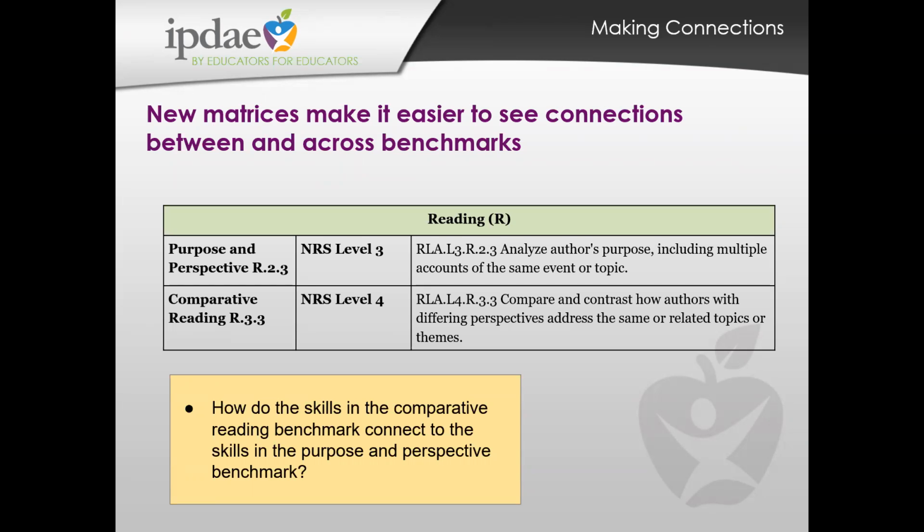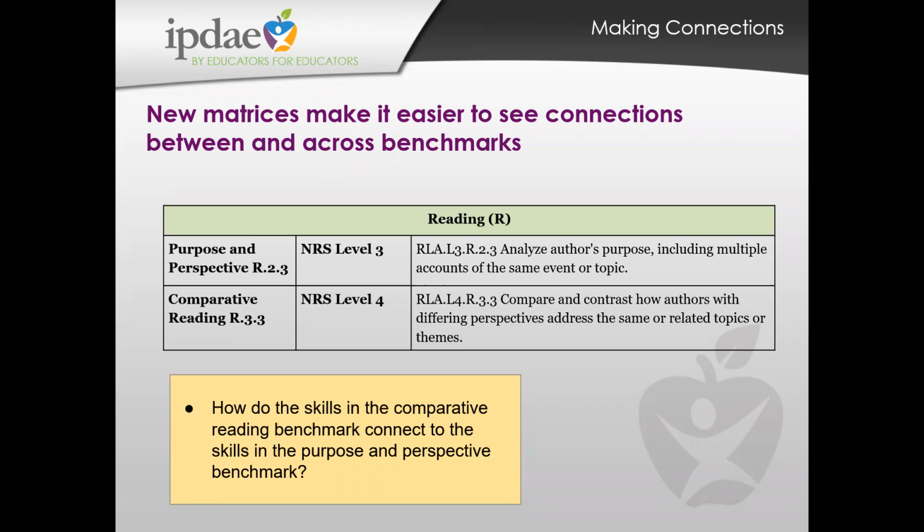So notice a few things here. Notice the connection between author's purpose and author's perspective. The author's purpose for writing a text and their perspective on the topic. Notice that the requirement for both of these standards, for both of these benchmarks, is that there are multiple texts on the same or similar events or topics.